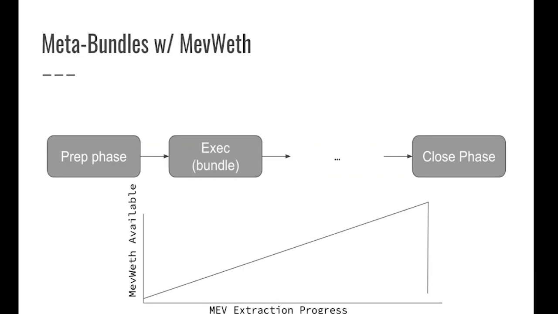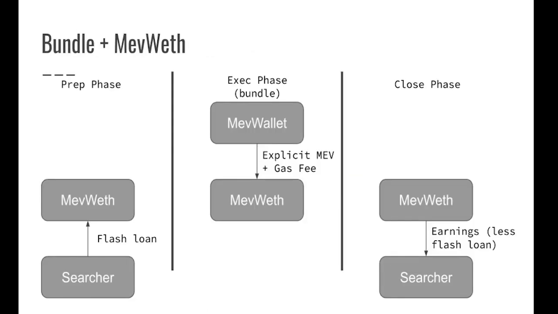Right. So you think basically that you're letting people hook and block within those. No. This is the searcher taking user transactions, building the bundles, and then the searcher opens and closes by interacting with MEVWallet. So that's where their earnings from each bundle accumulate, and that's where they take their earnings at the end of a set of bundles.